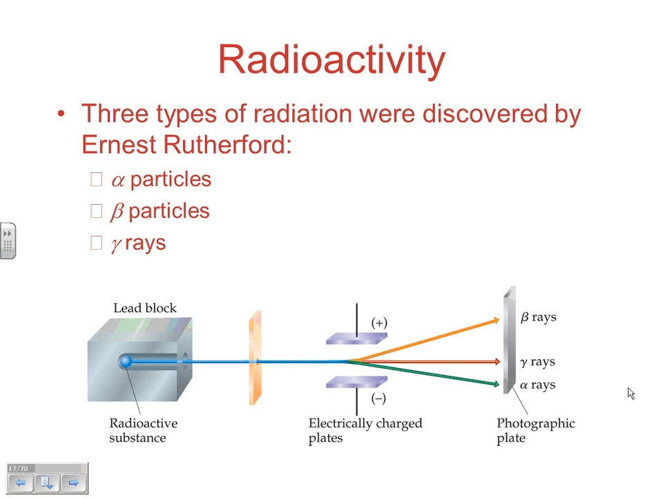And then finally, gamma rays, those things weren't particles at all, and it did not have a charge. It was not deflected in either direction. So it was totally neutral to the positive and negative plate, and those would be your gamma rays. So there were three fundamental types of radiation coming out of radioactive decay.